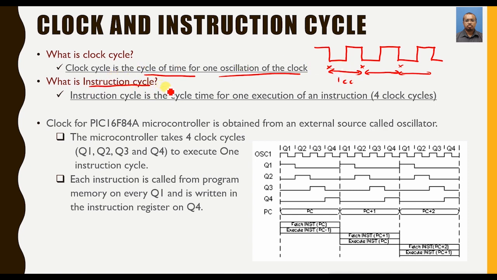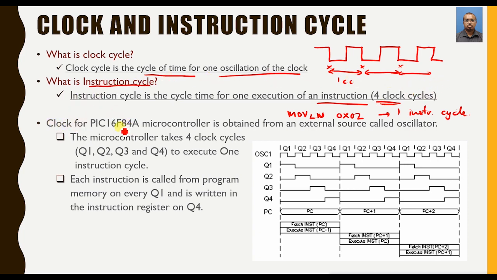And then what is instruction cycle? Instruction cycle is the cycle time, the amount of time that is required to perform one instruction. What are the instructions that you have learned so far in your labs? For example, MOVLW 0x02. This is one instruction cycle. So how many clock cycles for this one instruction cycle? This is actually four clock cycles for each instruction cycle.